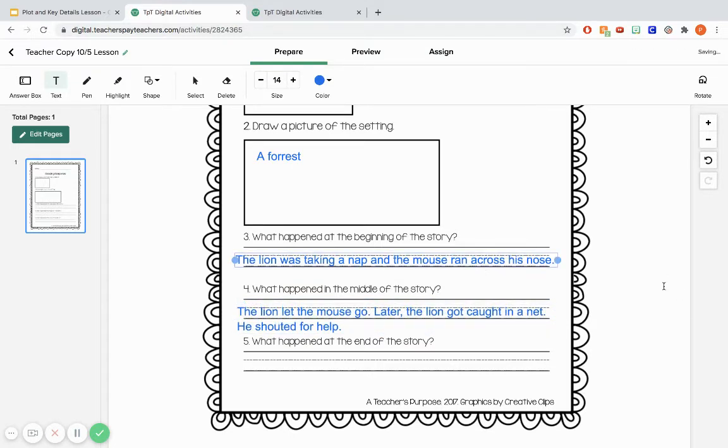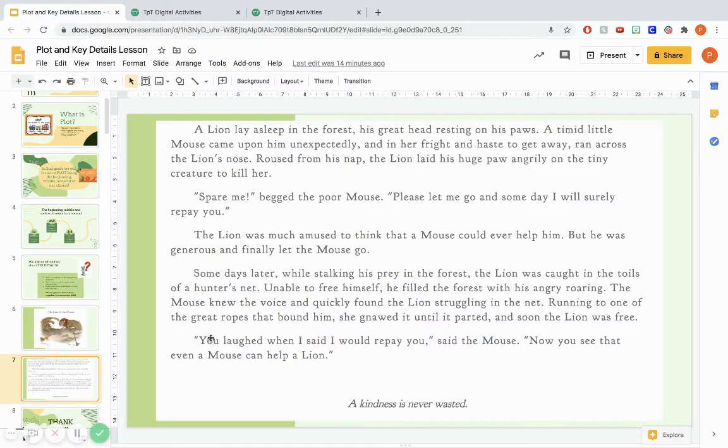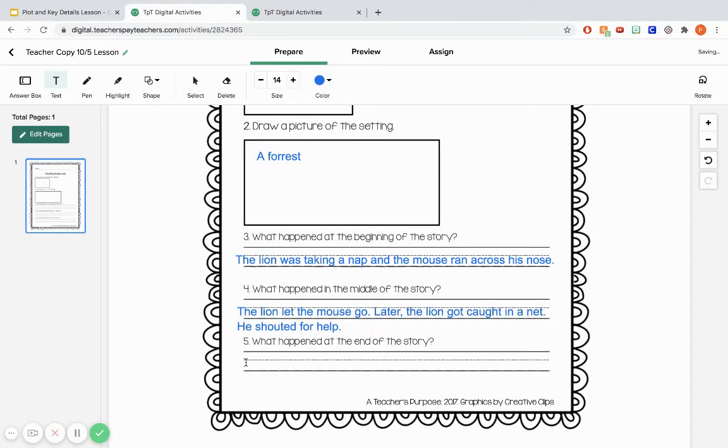I'm gonna make sure you guys can see those. And so at the end, we saw, let's go back and look. Okay, so the mouse came to help him and gnawed, so she chewed on the ropes until they broke apart and the lion was free. And then the mouse is saying, now you can see that even a mouse who's so tiny can help a big lion. So let's see what happened at the end.